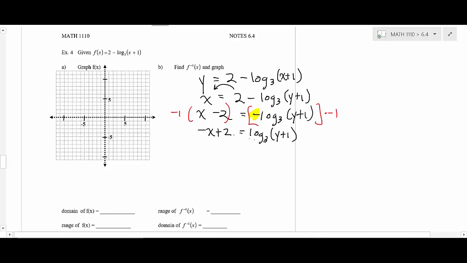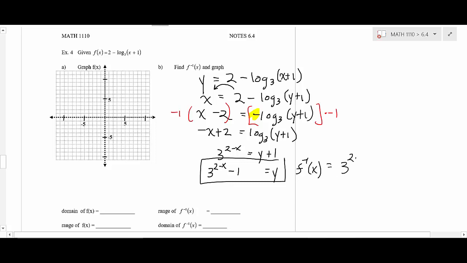Okay, so that's going to say 3 to this power. Let's just write that as 2 minus x. It doesn't really matter. And then that's going to be equal to y plus 1. And then we can subtract 1 from both sides, so you can move that 1 over there, so you would get y equals 3 to the 2 minus x, and then minus 1. Okay, that right there would be your inverse. So we'd have f inverse of x equal to 3 to the 2 minus x, minus 1.